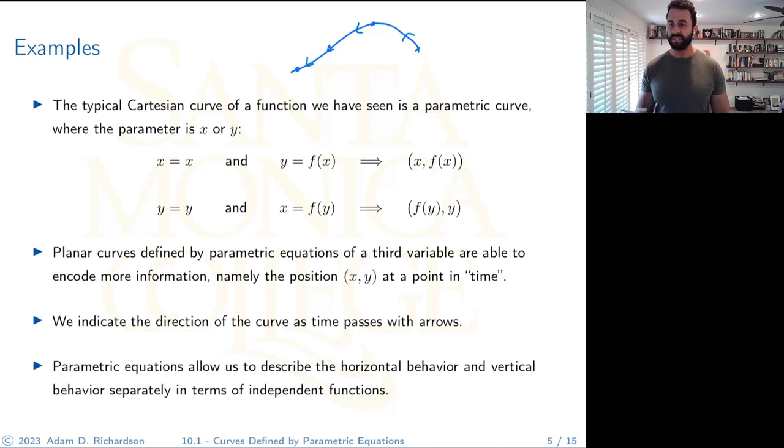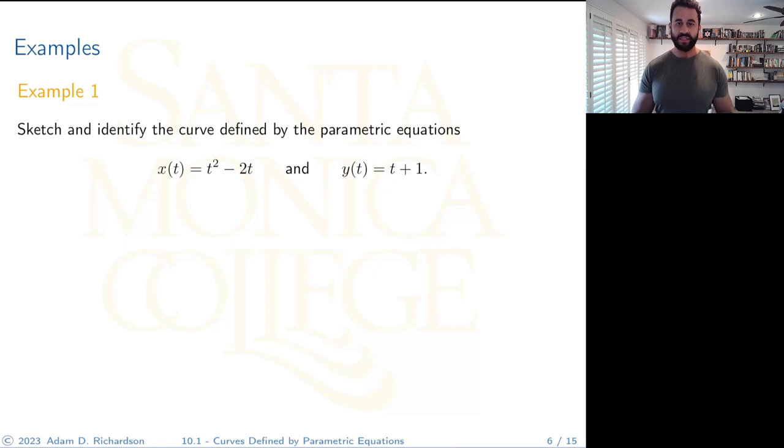So when you describe these things in terms of a parameter, you get more information, which is kind of cool. So, what else did I say down here? Oh yeah, same kind of thing as before. So parametric equations allow us to describe the horizontal behavior and the vertical behavior separately in terms of independent functions. All right, so let's try this example.